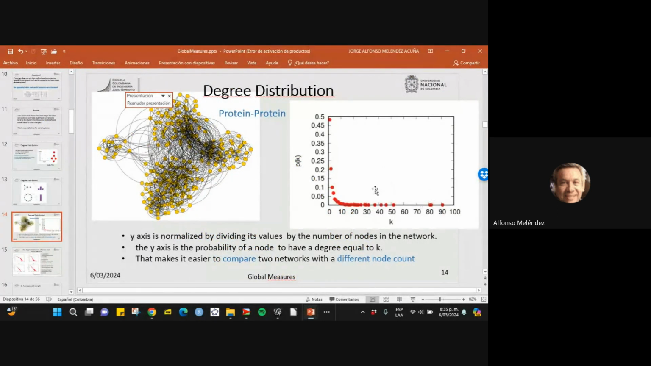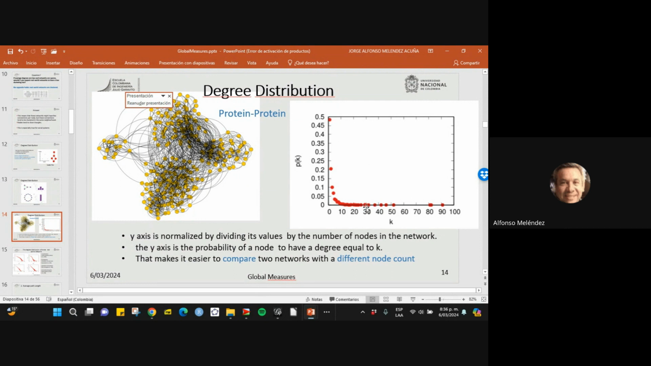Okay, look at the distribution. This distribution is revealing. This side of the distribution is saying there are a lot of nodes with a small degree. And there are very few with very, very high degree. What is the name of these nodes, please? It has a name, four letters. Hubs. These are the hubs, nodes with very, very high degree, 90.